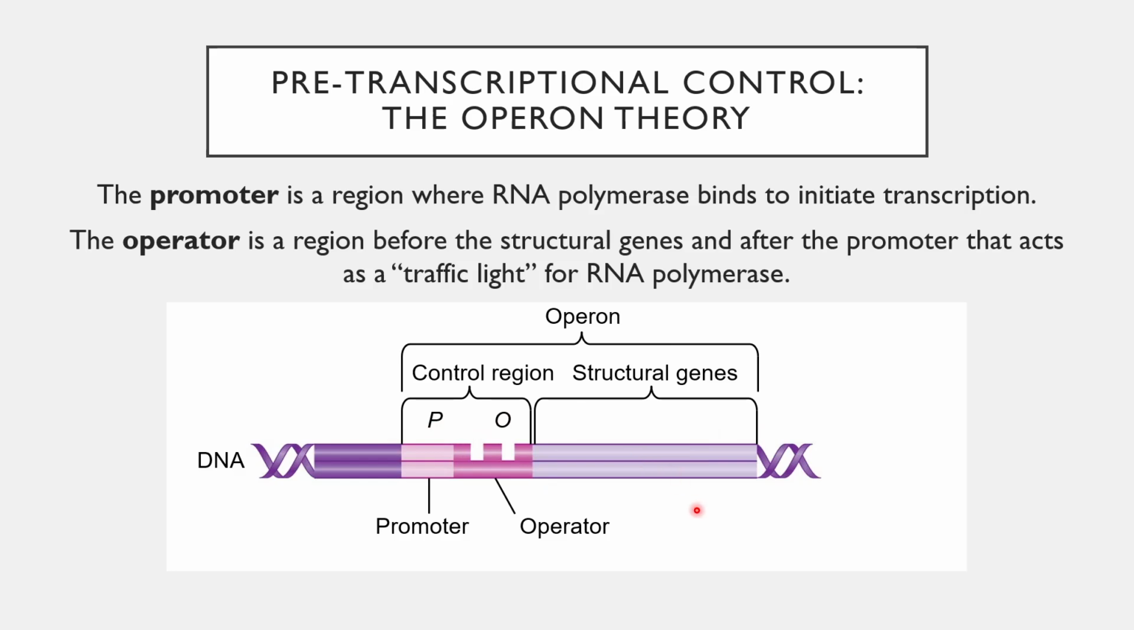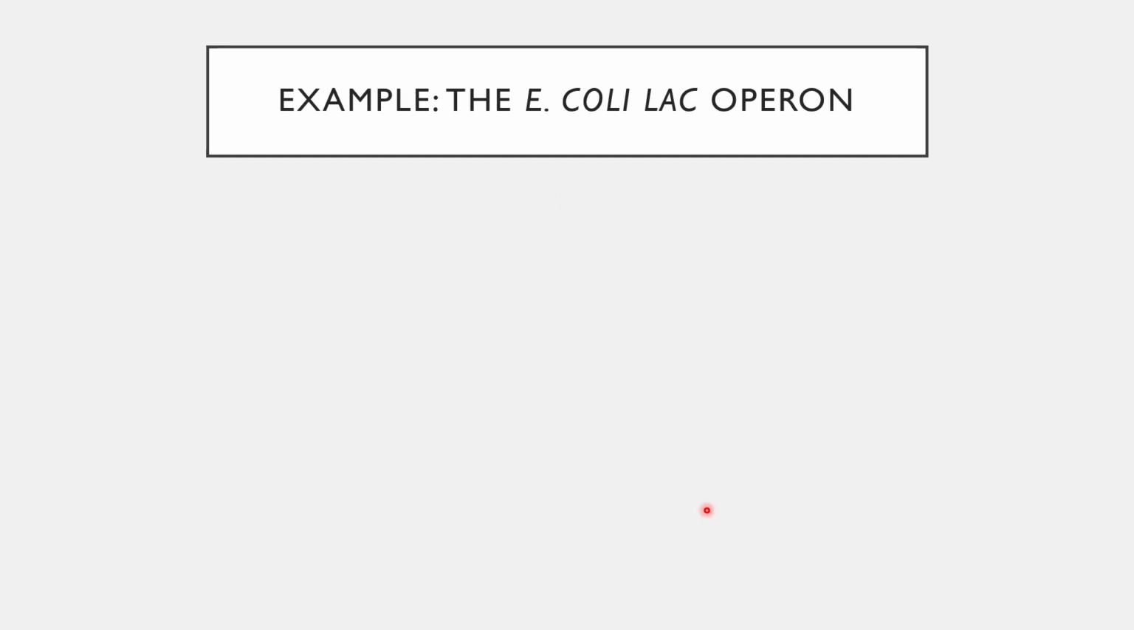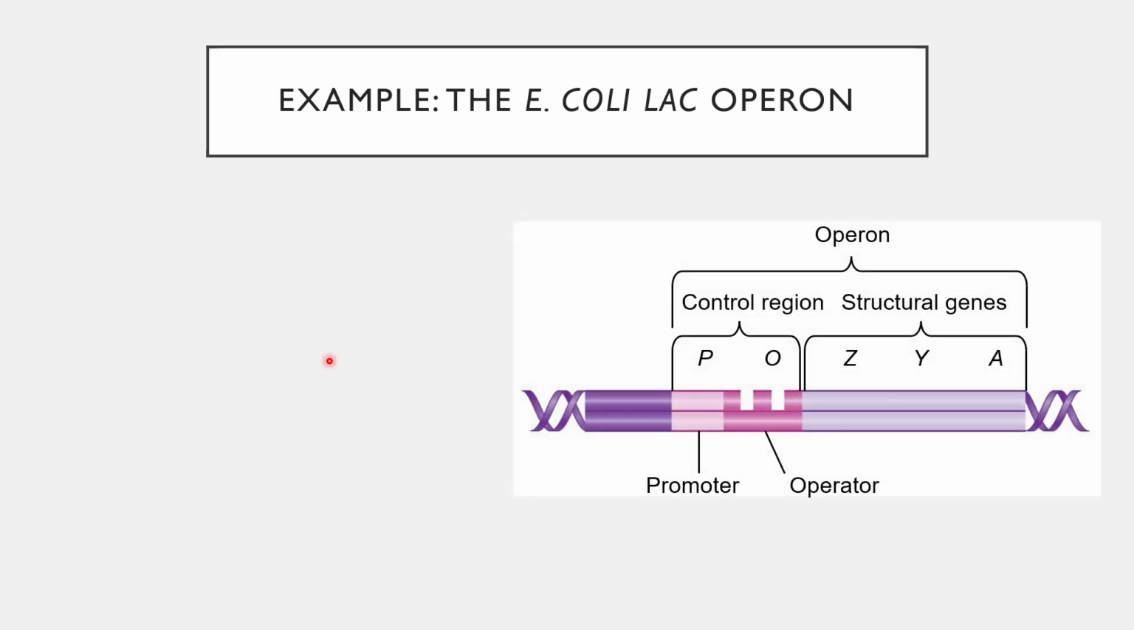So let's take a look at an example of an operon that is really well understood by microbiologists. And that is the lac operon in E. coli. So the lac operon consists of three different genes, Z, Y, and A, that are all under the control of the same promoter and operator here. So in other words, when one of these genes gets transcribed and translated, all of them get transcribed and translated because they are all under the control of the same traffic light for RNA polymerase here.